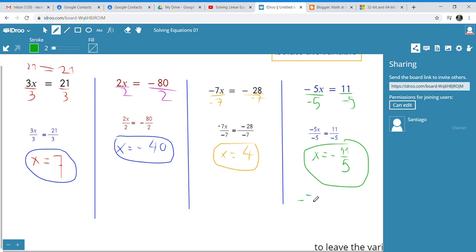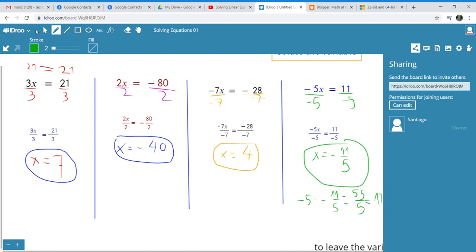You can do it, okay? Minus 5 times minus 11 fifths, because minus 11 fifths is x. So this is equal to, when you multiply, you know that you multiply this by this, you get negative times negative positive, 55 over 5, which is 11, right? So this is the solution of the equation because it makes the equality true.